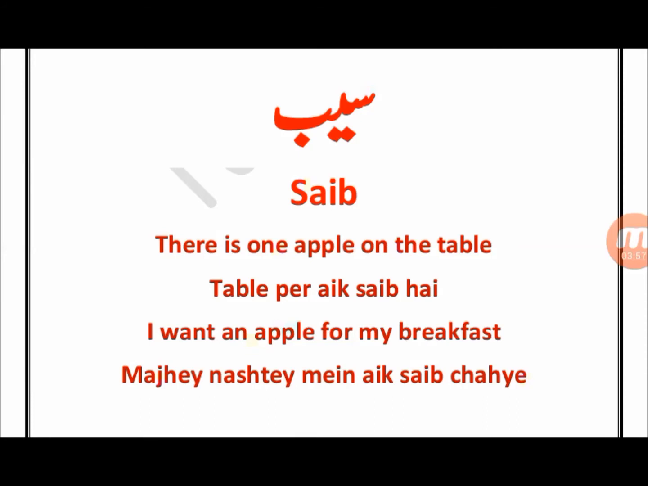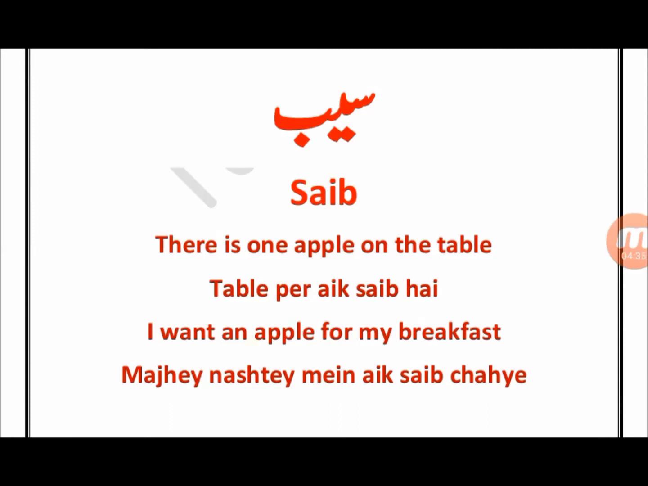Second one, look at the second sentence. I want an apple. I want an apple for my breakfast. मुझे नाश्ते में. नाश्ता mean breakfast. My breakfast. मुझे नाश्ते में एक सेब चाहिए. I want an apple for my breakfast. मुझे नाश्ते में एक सेब चाहिए.